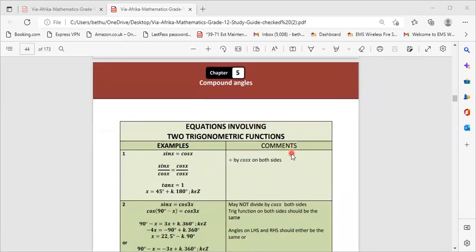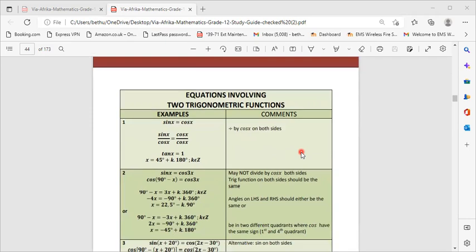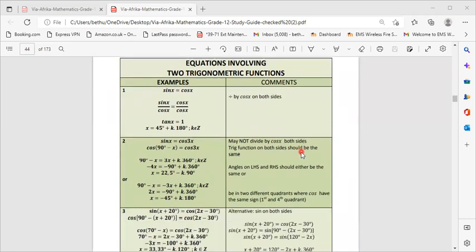All right, that will be your homework if you have not completed it yet. So next, I would like us to practice a little bit more on equations involving two trigonometric functions.